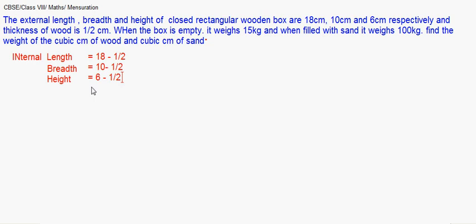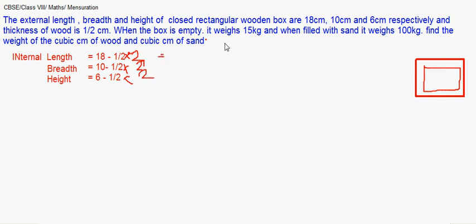No, I think I'm making a mistake here, because if I am drawing this thing, the length will be getting reduced on both sides. Oh, sorry. So both sides, it will be 1/2 × 2 getting reduced in all these three cases, because both sides they will reduce, right? That means this side it will get shorter by this way into 2. So it is 18 minus 1, that's giving us 17 centimeters. Width will be 10 minus 1, 9 centimeter, and this will be 5 centimeters.